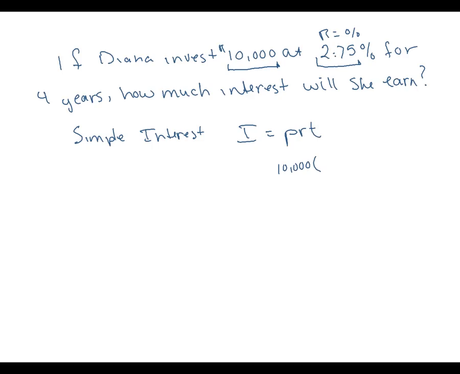If Deanna's investing $10,000, where does that fit into the formula? 10,000 is the principal. That's usually the big amount that you invest or you take a loan on. So we're going to put 10,000 here instead of P. 2.75% is what? Rate. The rate is always in a percent. So we have 2.75, but when we put percents into formulas, what do you have to do to them?